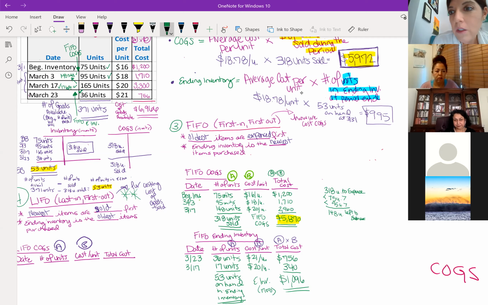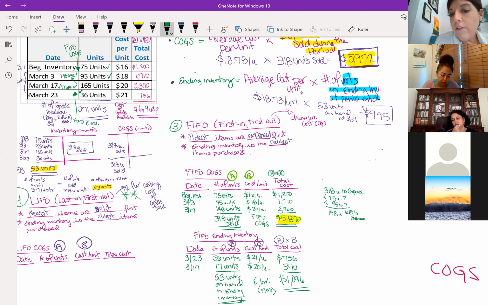Ending inventory balance for FIFO is going to provide the highest ending inventory balance out of all of the methods. And if you notice, 1,096 is higher than average cost ending inventory. So even though we're including the same number of units on hand, because of how we're expensing cost of goods sold and calculating ending inventory, they are going to come up with different values.